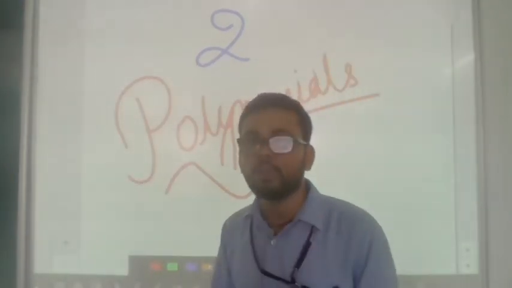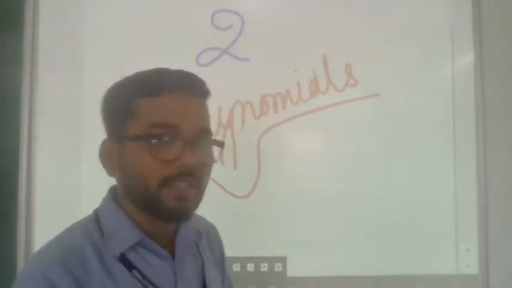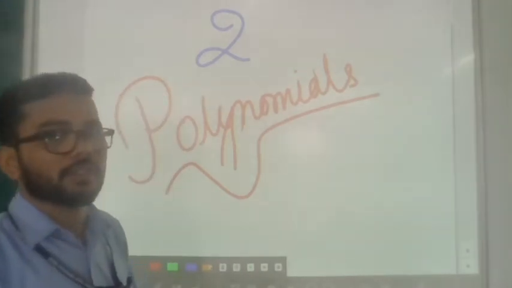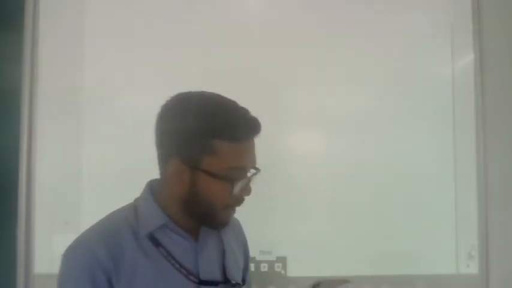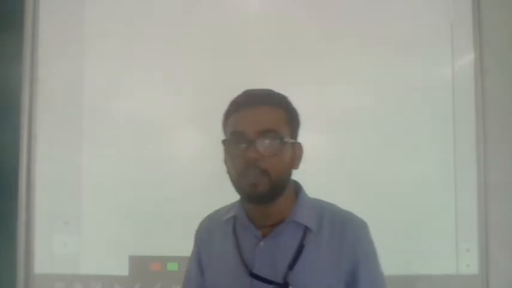I hope you all can solve the questions from exercise 2.1. But I will discuss some questions of your textbook exercise 2.1. Like in the first question, you will have to tell whether the following algebraic expressions are polynomials in one variable. You will have to identify whether the algebraic expressions are polynomials or not. I hope you all can solve question number 1.